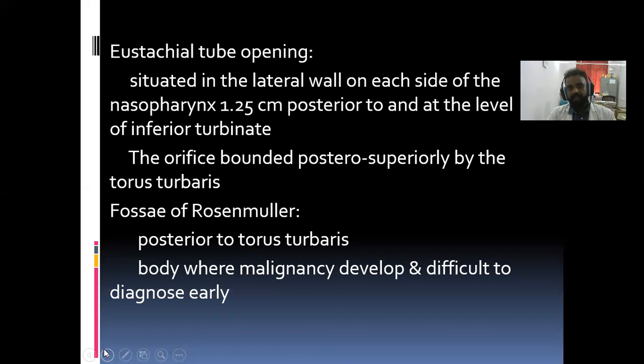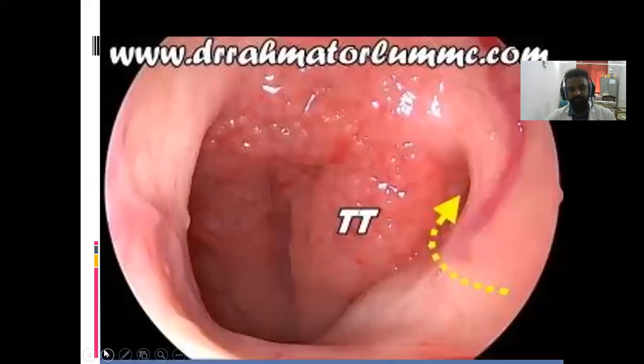It is situated at the lateral wall of the nasopharynx, 1.25 centimeter, and the fossa of Rosenmüller is posterior to the torus tubarius. This is the place where malignancy develops and it is difficult to diagnose early.